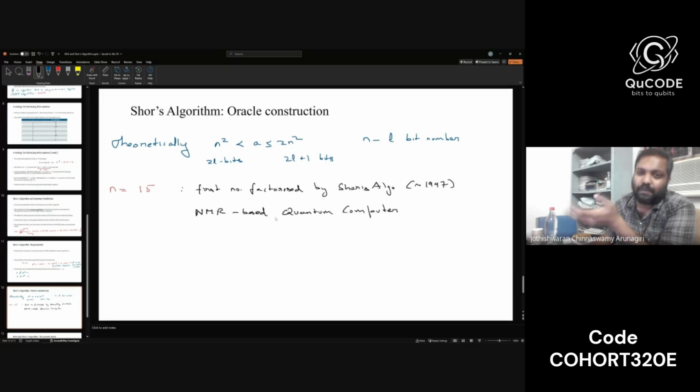So when you have your MRI done, what it's doing is actually performing the NMR of the molecules in the tissue that is being scanned. Any anomalies can be traced by looking at the nuclei of the atoms present in the organic molecules. So this was done on an NMR-based quantum computer, and the implementation used 7 qubits.